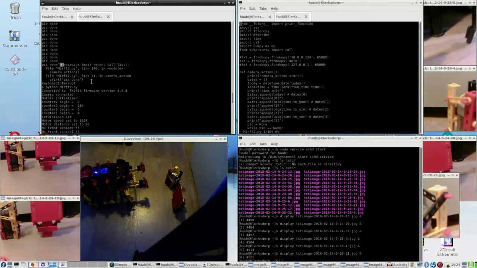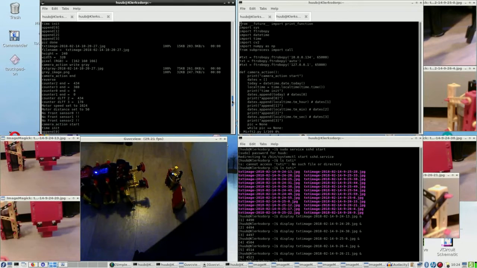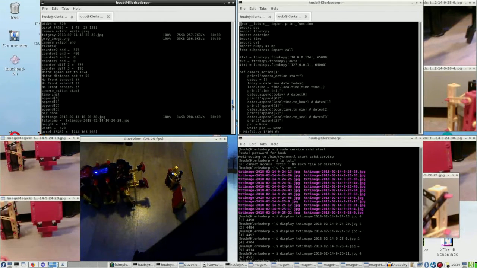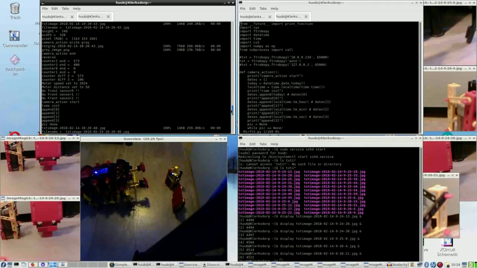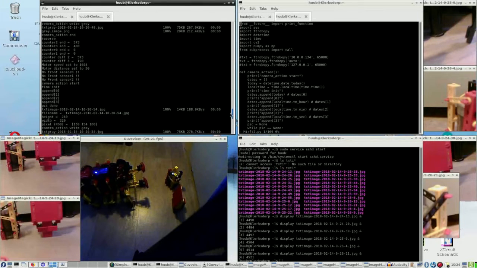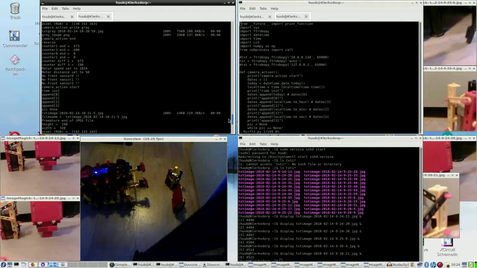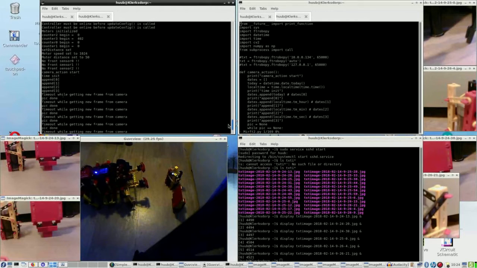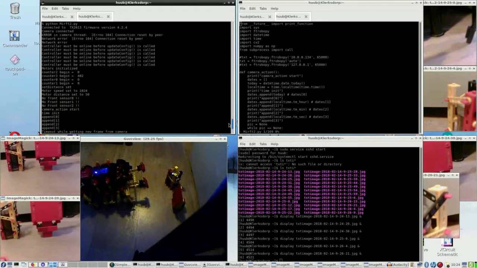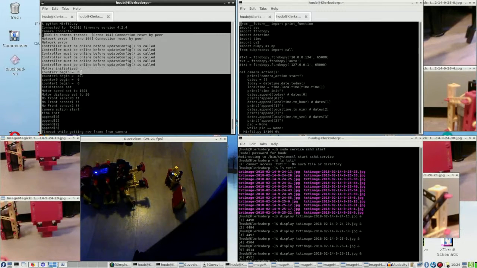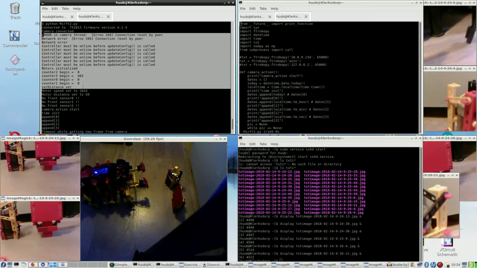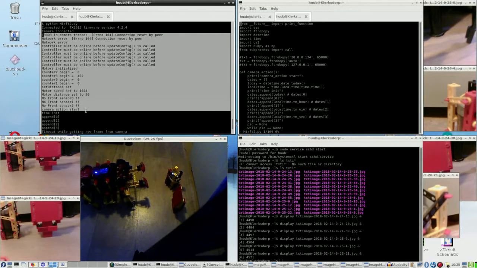Until, well, here is a camera thread starting, then the program gets on, and timeout while getting frame from camera, and it goes on, and then I interrupt it again right here. So with a fully charged battery, why is this happening anyway?